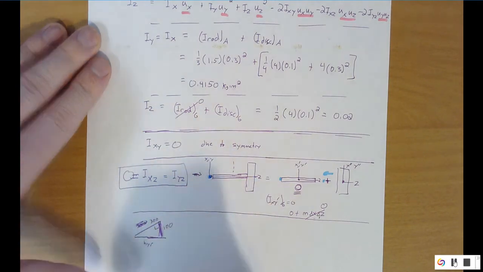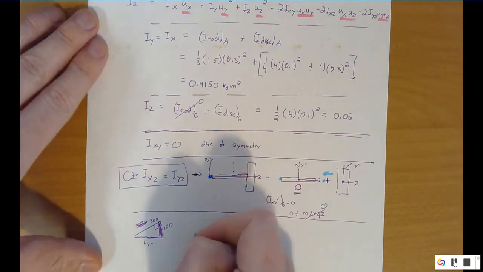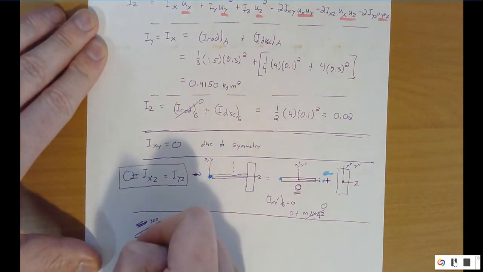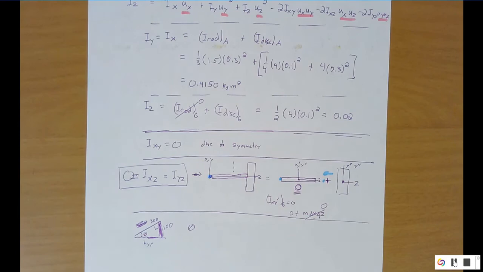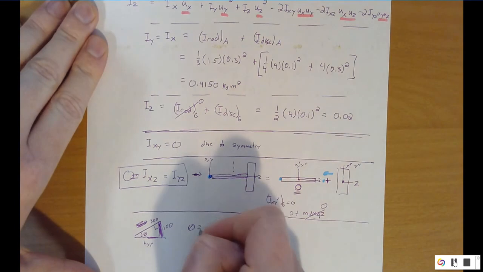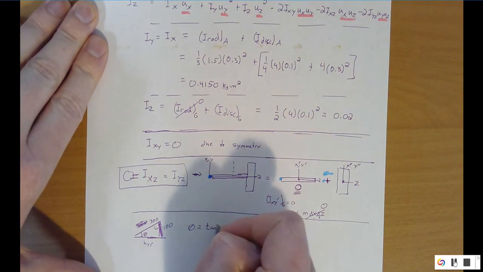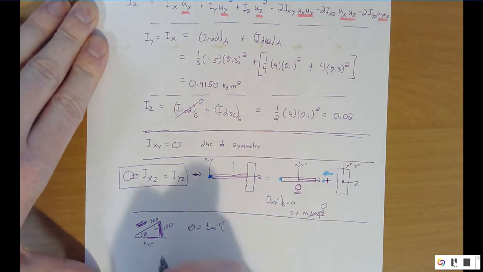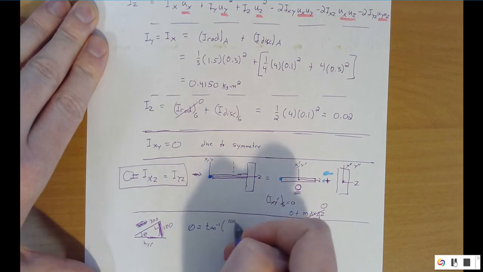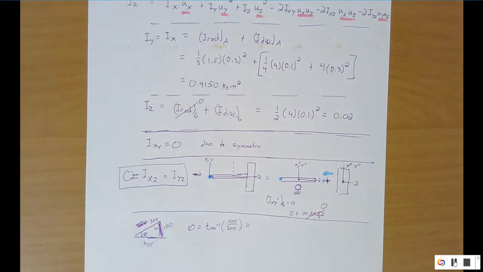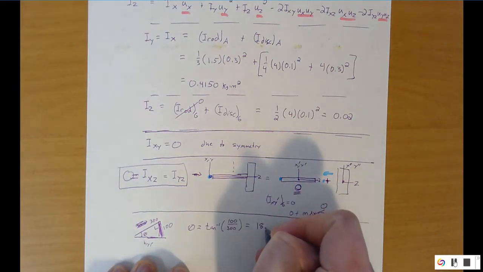So we're going to find theta here. How far down did we tilt this in the z direction? Basically we're rotating over y. So theta is going to be tangent inverse of opposite over adjacent. So 100 over 300, and you get 18.43 degrees. That's what we moved down.